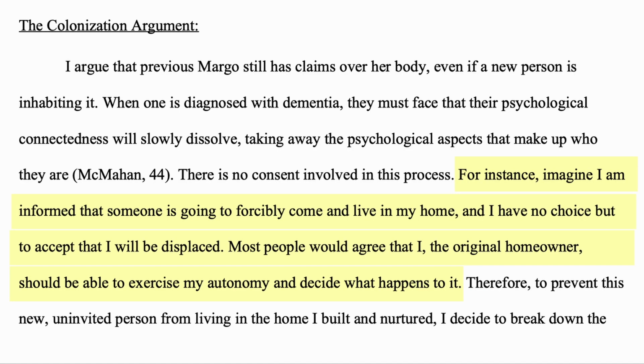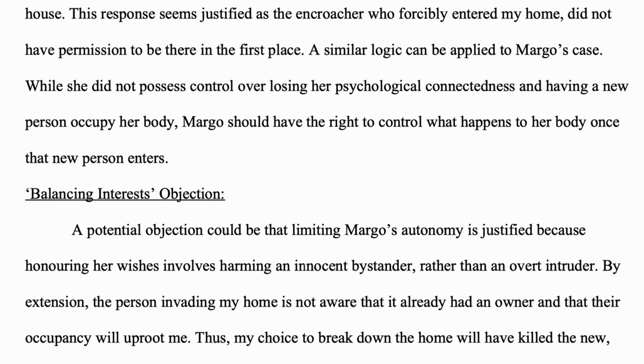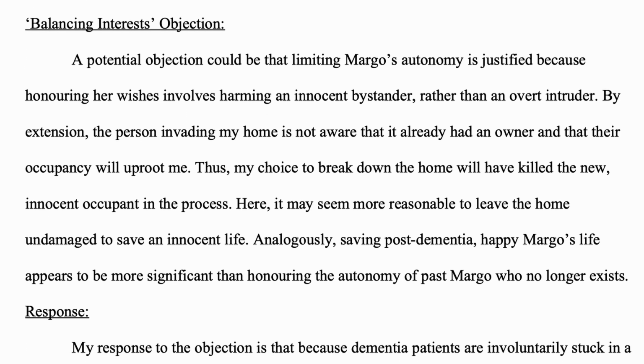The student describes what we should think about it. For instance, imagine I am informed that someone is going to forcibly come and live in my home, and I have no choice but to accept that I will be displaced. Most people would agree that I, the original homeowner, should be able to exercise my autonomy and to decide what happens to it. Okay, interesting. So not just sketching the thought experiment, but also giving us a sense of what we should think about it. The next section is called the balancing interests objection.